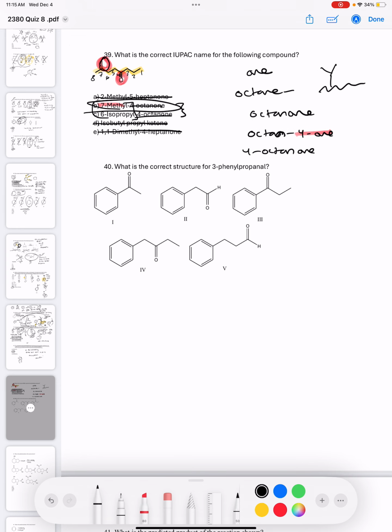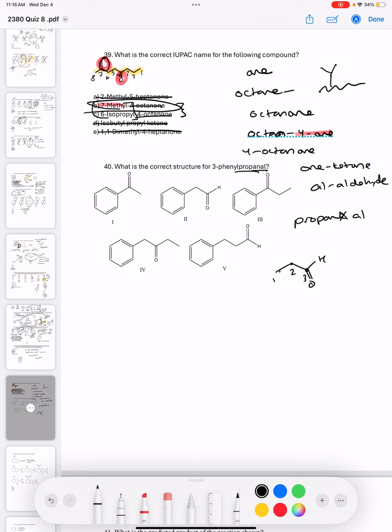All right, what is the correct structure for 3-phenylpropanal? So if you remember that -one is for ketone, -al is for aldehyde. So propanal, propane, if you drop the E and add Al, that means that it's a propane that's an aldehyde. So we have 1, 2, 3 carbons. And then the last carbon, or the first one, depending on how you write it, but at the end of the chain, you have to have the aldehyde because the aldehyde is automatically going to be at the end of one of your chains.